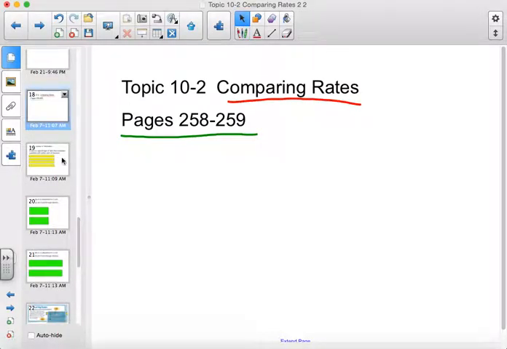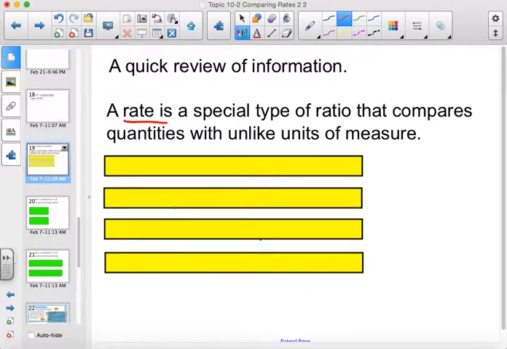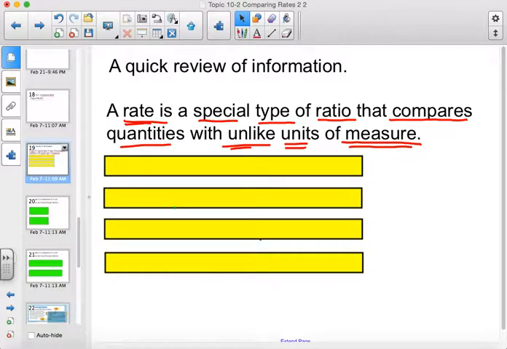Before we do that, we're going to do a quick review of information from different topics. A rate is a special type of ratio. It's a special type of ratio that compares quantities with unlike units of measure. And that's the key. You want unlike units of measure in order to be working with rates. That's what makes it a special type of ratio.